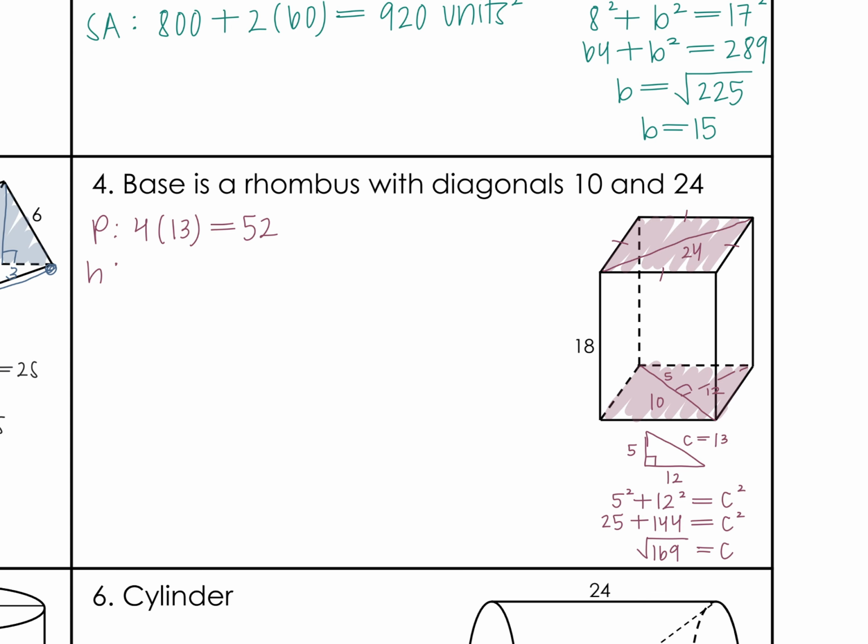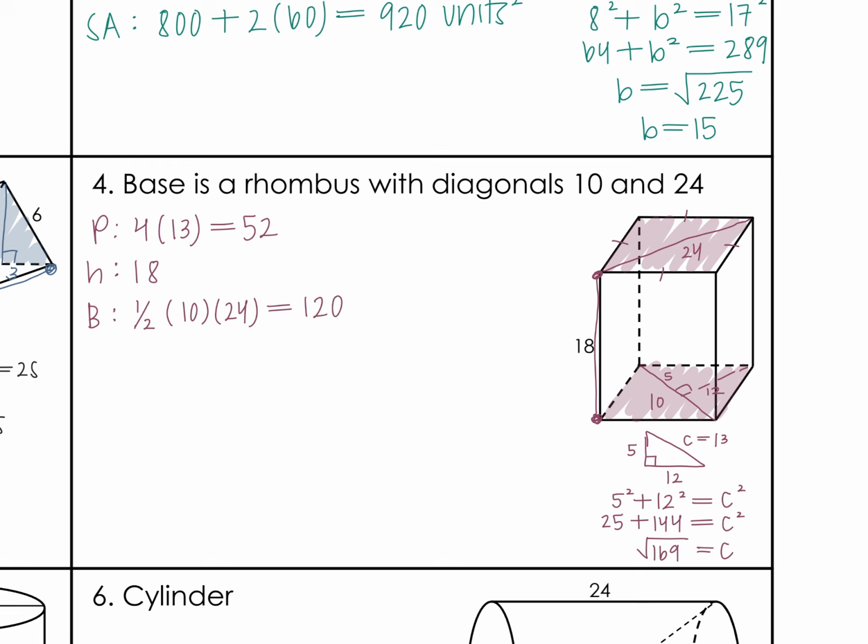Okay, then we have our H here, which from rhombus to rhombus, base to base, we have 18. It's going to be the height of this 3D figure. And then our capital B, area of the base. If you remember, to find the area of a rhombus, you're going to take 1/2 diagonal 1 times diagonal 2. So 10 times 24. And so half of 10 is going to give me 5. 5 times 24 is going to give me 120 for my area.